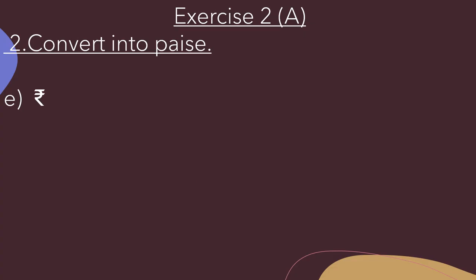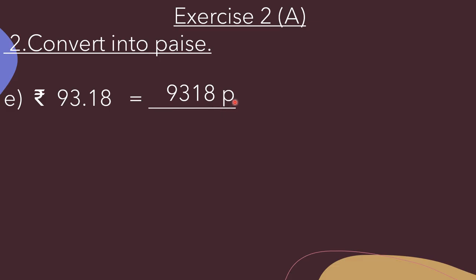Now in E part, it is given rupees 93.18. Okay, now we have to convert it into paise. Beta, here in this question you can see we are given rupees as well as paise, and now we have to convert it into paise. So what we will do, we just remove the point from this amount. Okay, so how can we write it?